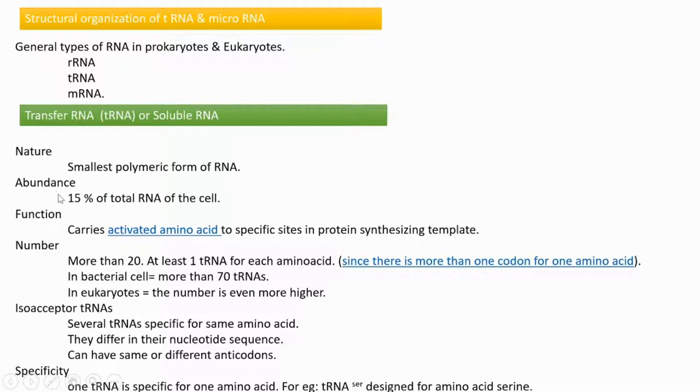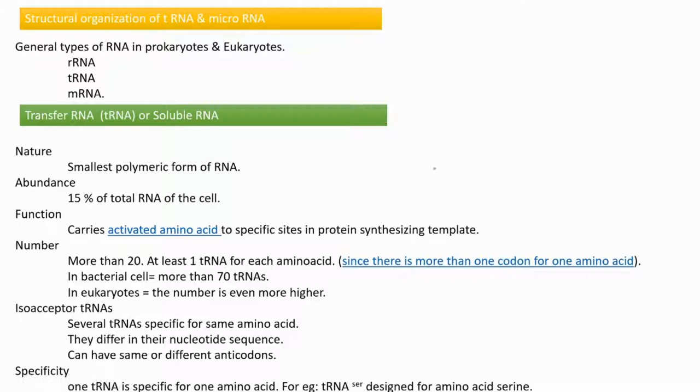Regarding the abundance, about 15% of total RNA of the cell is tRNA. What is the function of this tRNA? The function is to carry activated amino acid to specific site in protein synthesizing template.